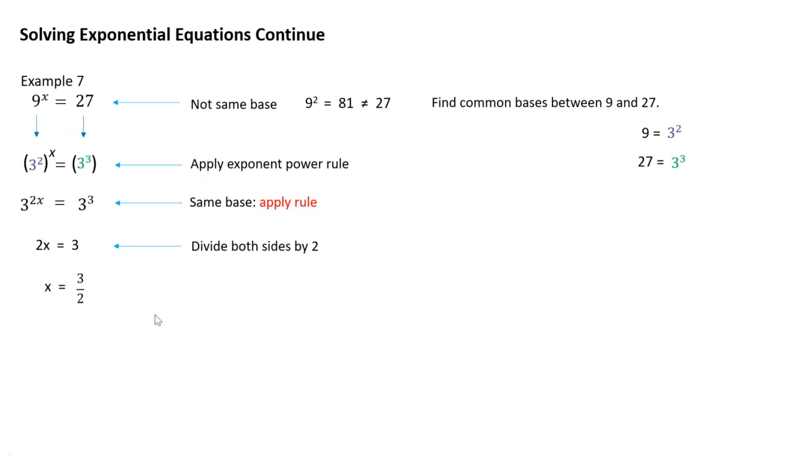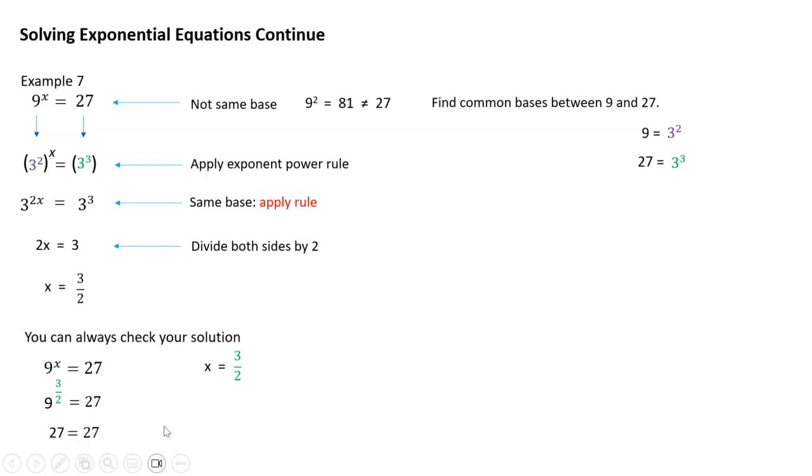And again, we can always check our work. So I'm going to plug in 3 halves for the x. Now this one you can do with a calculator or without. If we put it in the calculator, it's going to give us 27 on the left side, and it's equal to 27 on the right side. So I know that's my solution.